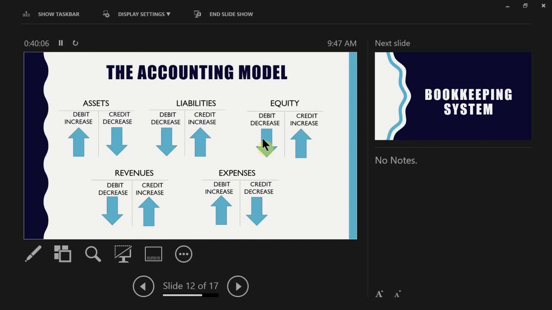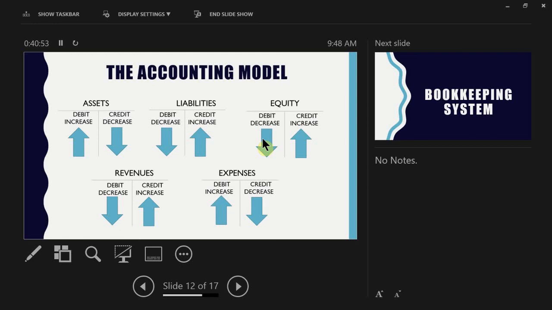But generally, the rule of thumb is this is how the accounting model works, this is what normally should happen. Of course, every time we sell a product, we increase our cash, but we are also decreasing our inventory because we sold the product, it's gone. Okay, and same thing when it comes to equity, right? If you increase equity by reinvesting the profits into equity, then you're increasing equity with a credit, okay?